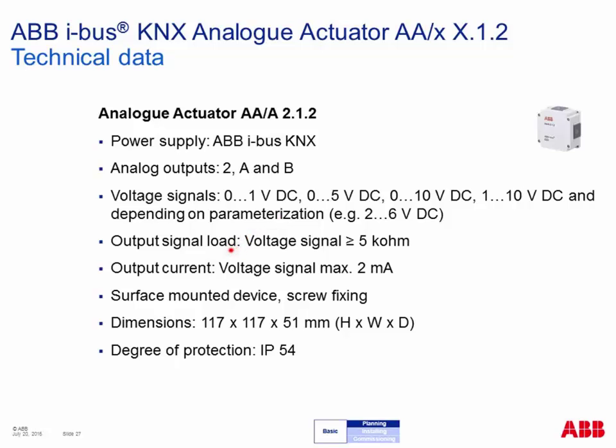And here it's a bit different. The output signal load, when we use the voltage signals, must be greater than 5 kilo ohms, and the maximum output current can be only 2 milliamps. Very important, so we have to observe here the maximum load. The device is surface mounted with screws. So here on the four corners, there are holes to fix it via screws, maybe on a wall.